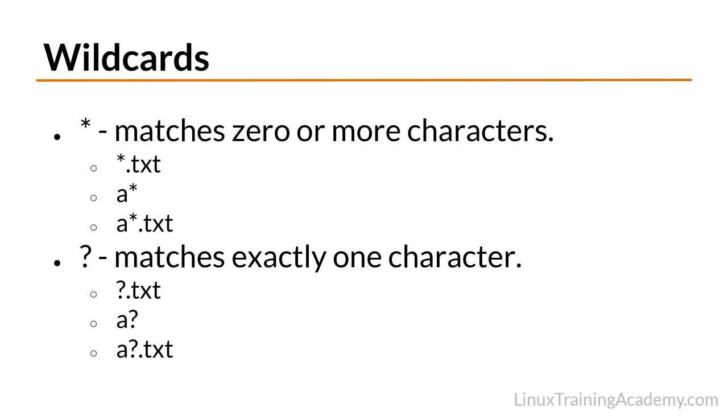The question mark matches exactly one character. If you want to find all the files that only have one character preceding .txt, then use ?.txt. To match all the two-letter files that begin with an A, use the letter A followed by a question mark. To match all the files that start with A and then are followed by exactly one more character and then end in .txt, use A?.txt.